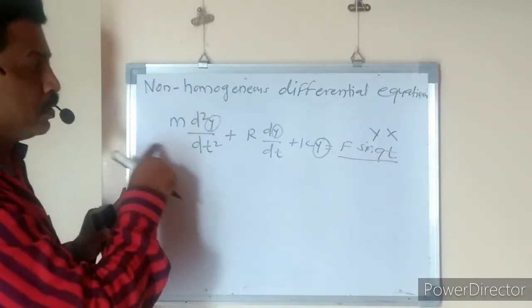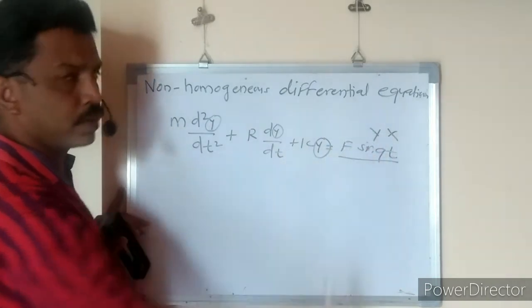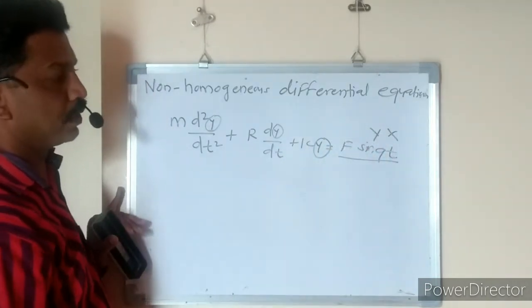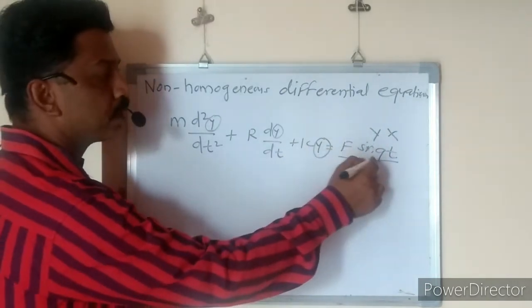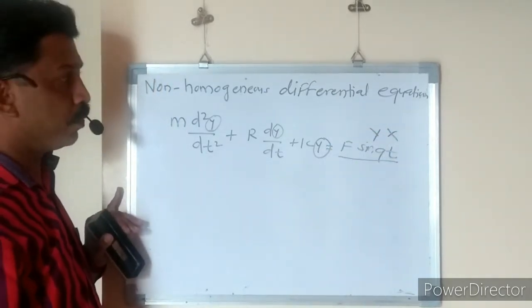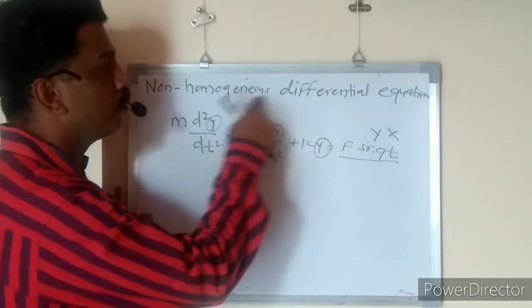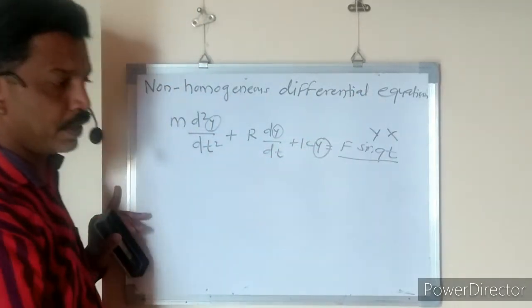Why? Because there are few terms, 1, 2, 3, 4, like 4 terms are there, but in one term, this f sin qt, the dependent variable y is not present. Therefore such type of equation is known as a non-homogeneous differential equation.